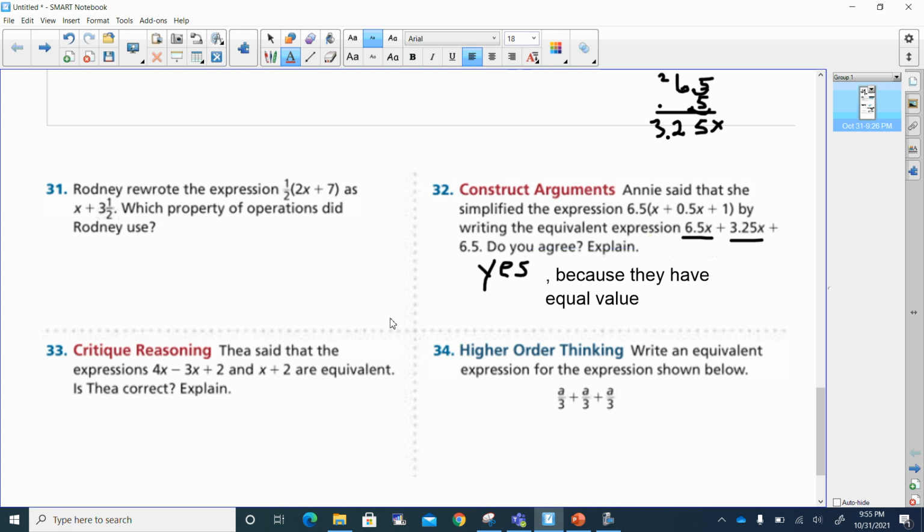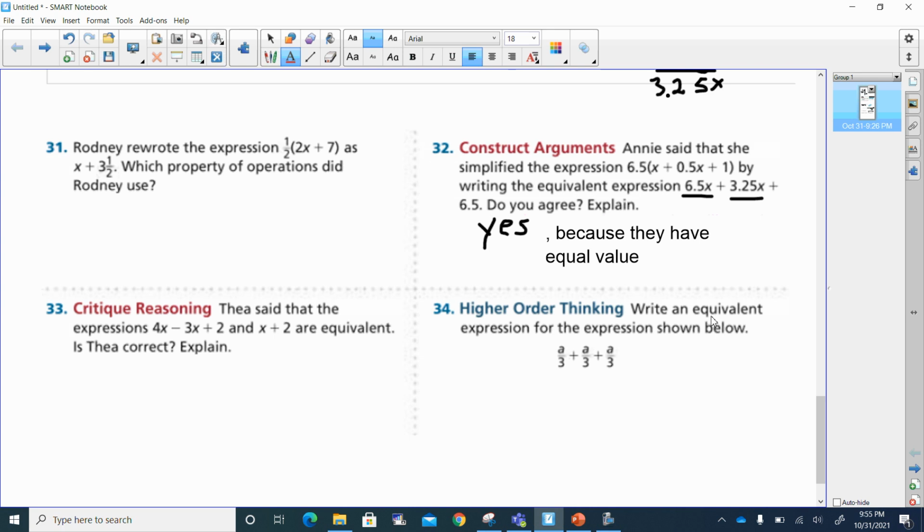All right, let's see, number 34. Write an equivalent expression for the expression shown below. I got 8 to the a over 3. I can write that as, let's see here, 3 times a over 3. All right, and that's it. Another way I could write, well, yeah, we're not multiplying, that's just adding. So yeah, 3 times it.